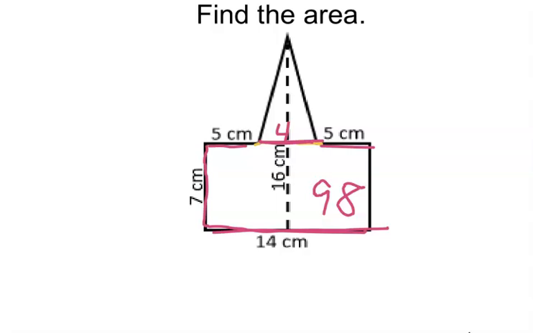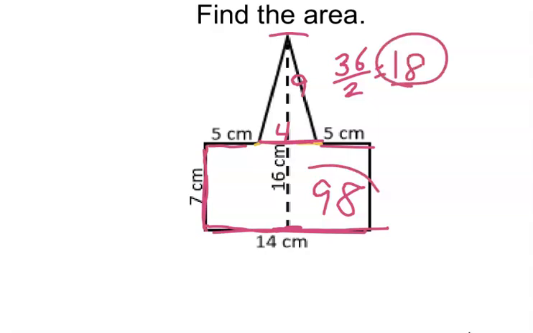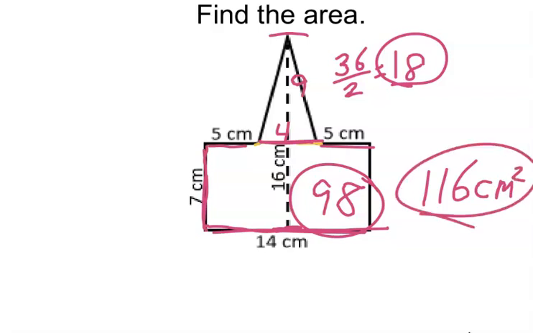The height, we know that this whole distance from top to bottom is 16. Okay, but we have to subtract the 7. So 16 minus 7 is 9. So the height of it is 9. So the area of the triangle is 9 times 4, which is 36. But it is a triangle, so we have to divide that by 2. 36 divided by 2 is 18. So the actual area of the triangle is 18. The area of the rectangle is 98. 98 plus 18 is 116 centimeters squared. So that's the area of that figure.